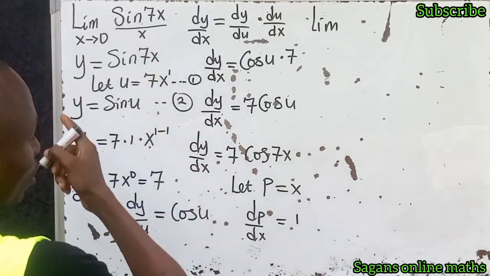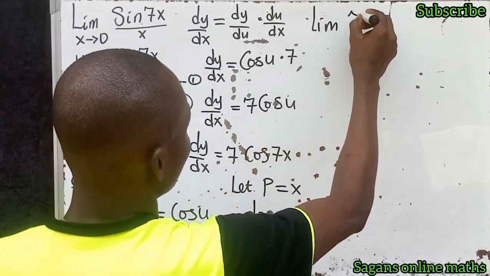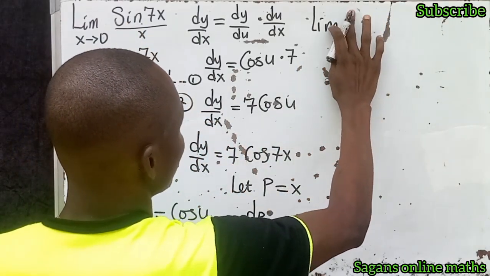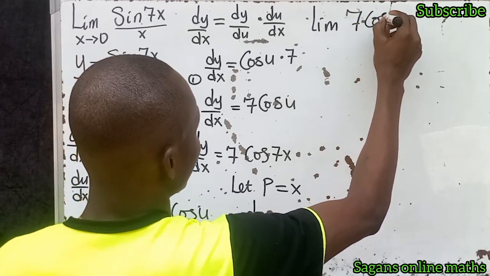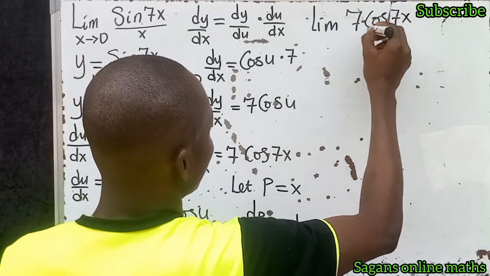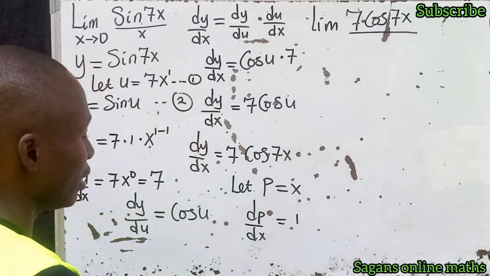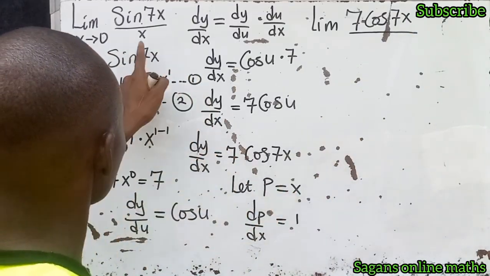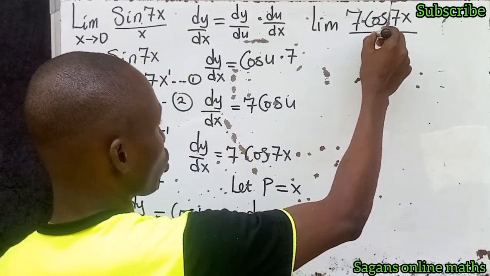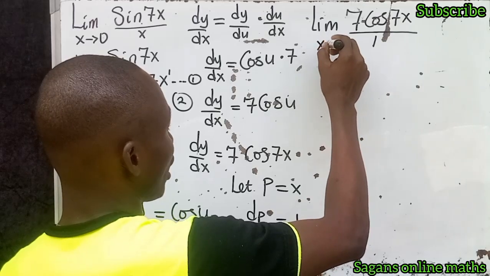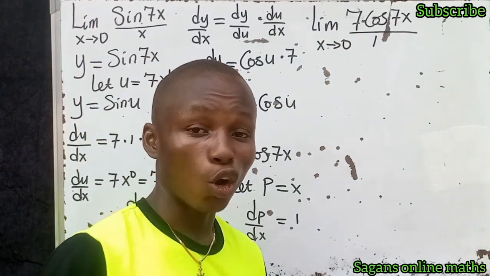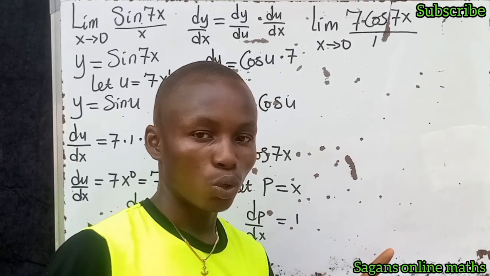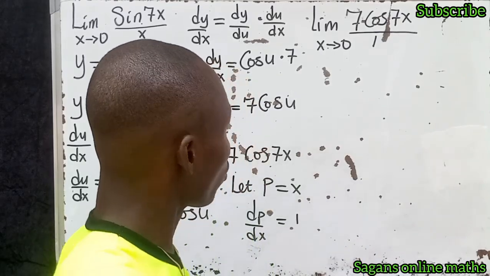That means the limit of the derivative of the numerator is 7 cos 7x, divided by the derivative of x, which is just 1, where x tends to 0. Amazing. This is what L'Hôpital's rule is. Okay? This is excellent.